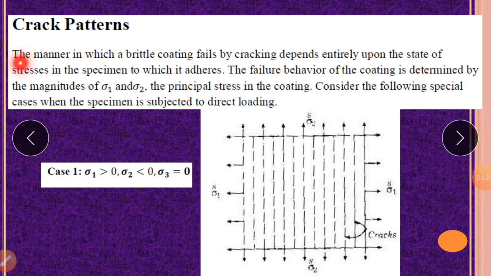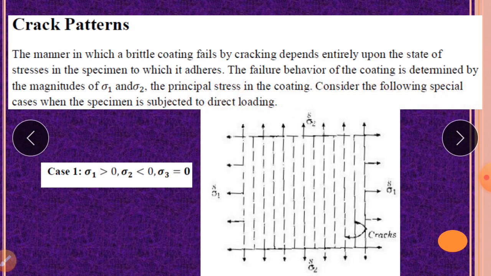The manner in which a brittle coating fails by cracking depends entirely upon the state of stress in the specimen to which it adheres. So whatever crack is going to be generated depends mainly upon the surface where it has the stresses. The failure behavior of the coating is determined by the magnitude of sigma 1 and sigma 2, that is, the principal stresses in the coating.